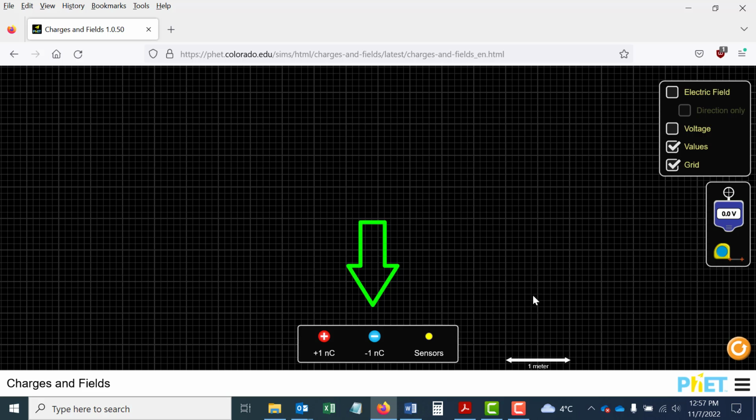Now down here at the bottom, we've got positive charges that we could drag out onto the screen, and also negative charges, and also sensors. The sensor shows you what direction and strength the electric field has at that point, where the sensor is located, due to the charges. And you can drag the sensor around and see how the electric field is affected by the charges you've put out.